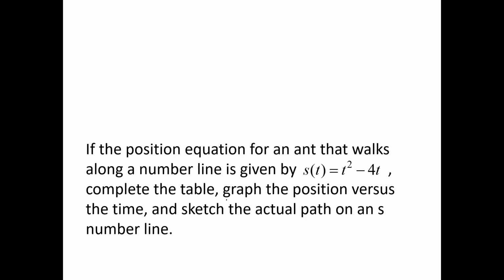If the position equation for an ant that walks along a number line is given by s of t equal to t squared minus 4t, complete the table, graph the position versus the time, and sketch the actual path on an s number line.